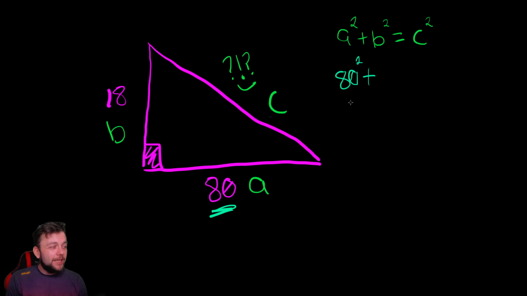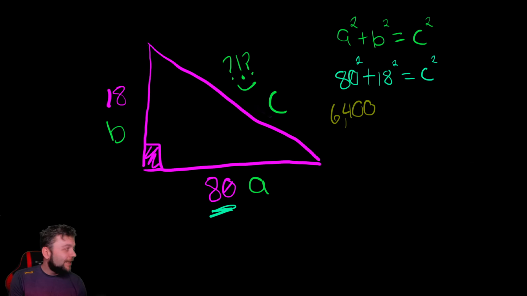So our A is 80, and we have to square that, and then we have our 18 squared, and all of that equals C squared. So then what is 80 times 80? Okay, so that's 6,400, if I did all of my math right. Don't ever be afraid to double check yourselves. And with me sleeping like 20 hours in the last 24, I think I should double check myself. So it is 6,400.